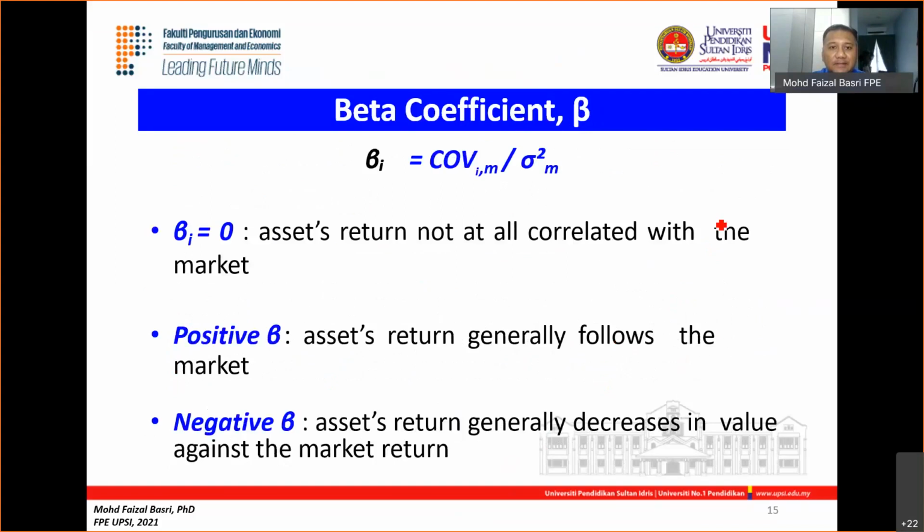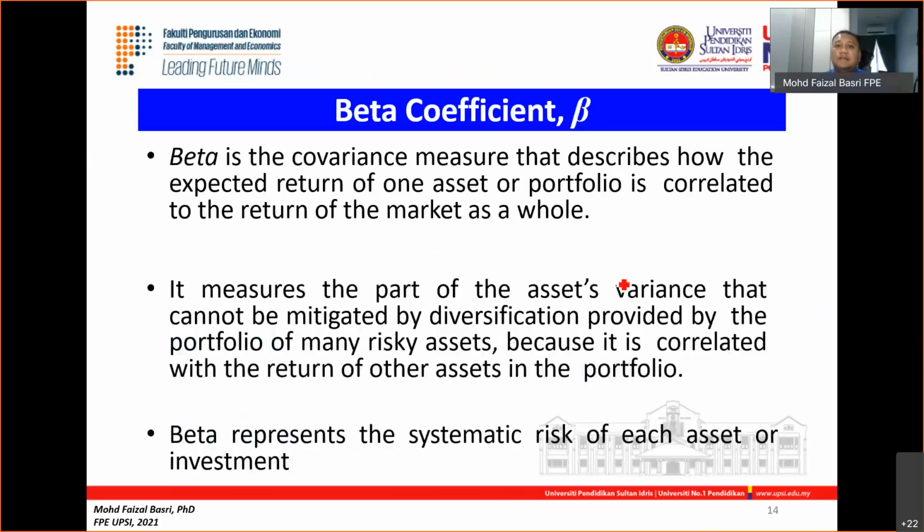Okay, so this is another measurement of risk as well, the beta coefficient, or simply β, which is the Greek letter beta. Beta is the covariance measurement that describes how the expected returns of one asset are correlated with the returns of the market.